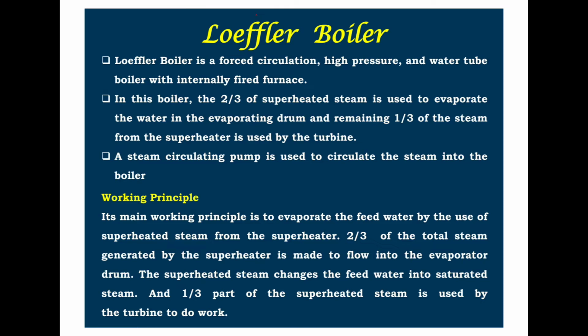Its main working principle is to evaporate the feed water by the use of superheated steam from the superheater. 2/3 of the total steam generated by the superheater is made to flow into the evaporator drum. The superheated steam changes the feed water into saturated steam, and the 1/3 part of the superheated steam is used by the turbine to do work.